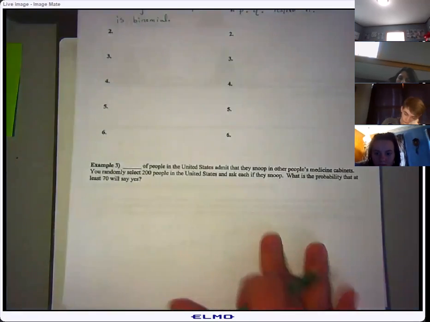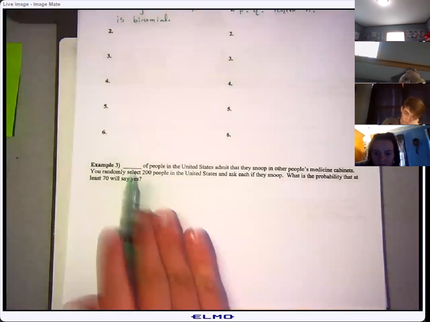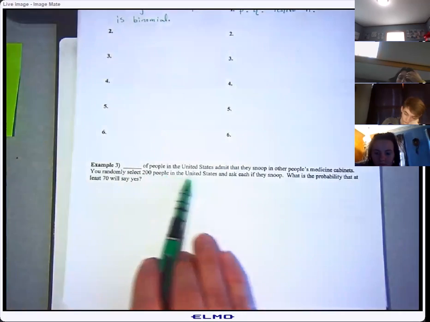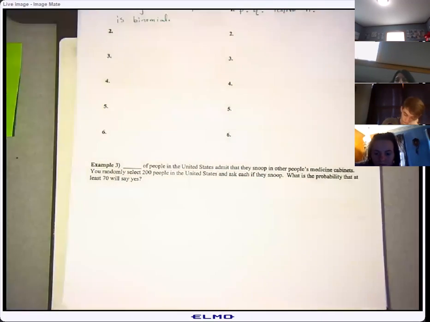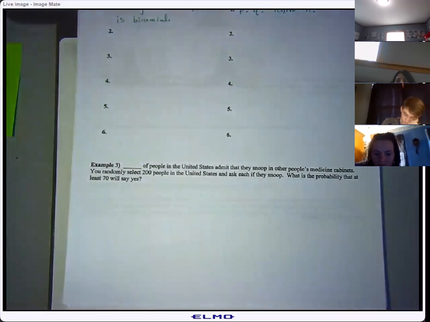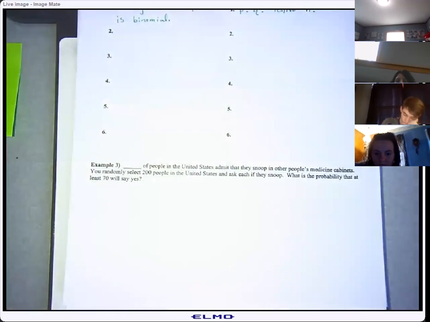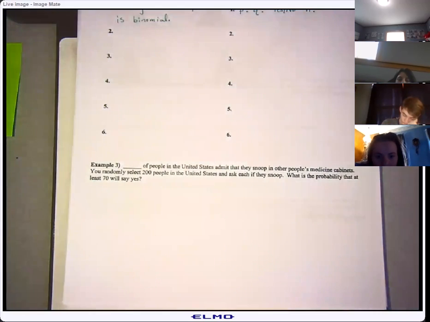While we're doing this, let's go down to the bottom here. Ooh, we got another one of these. What percent of people in the United States admit that they snoop in other people's medicine cabinets? The important thing is admit. If you go to a friend's house and you're using their bathroom, would you open up the bathroom mirror and take a look in there? Would you open up under the sink and take a look under there?